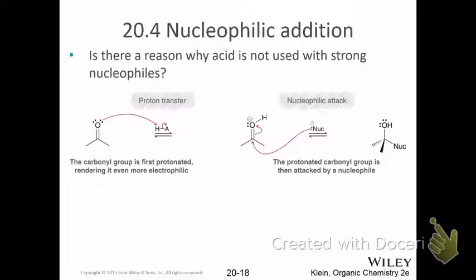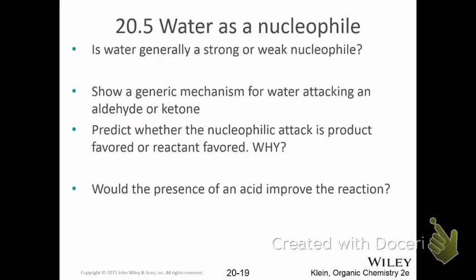Why don't you use an acid with a strong nucleophile? I mean, to make it even faster, right? Because it makes a weak nucleophile fast. Why don't you use it with a strong nucleophile? Because the nucleophile will protonate, and then it becomes a weak nucleophile. So you kind of screw it up. So if you don't have to add the acid, you don't have to add the acid. That's basically what that says.